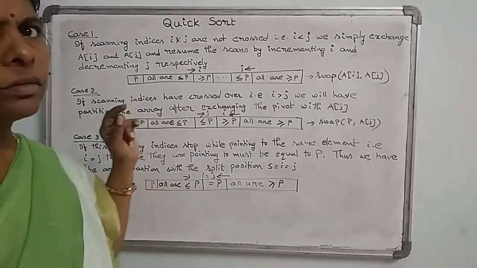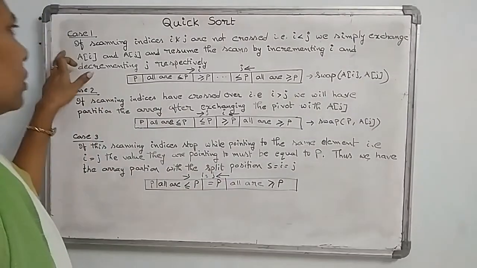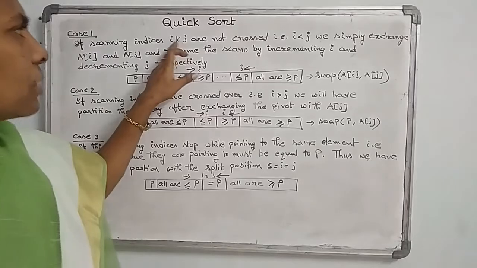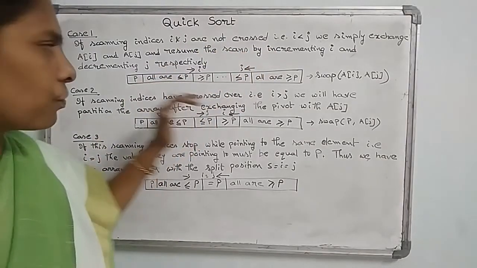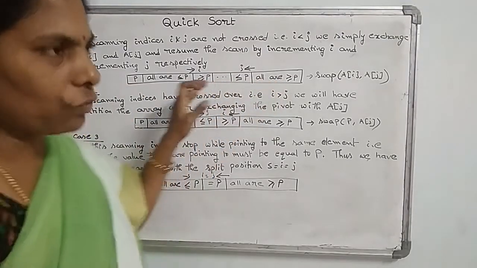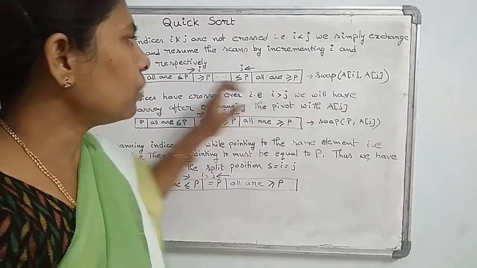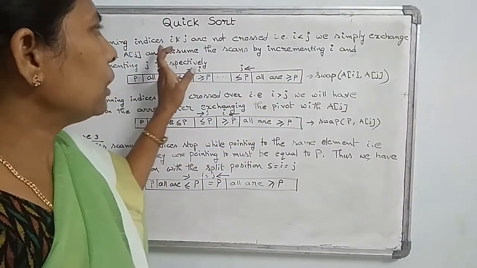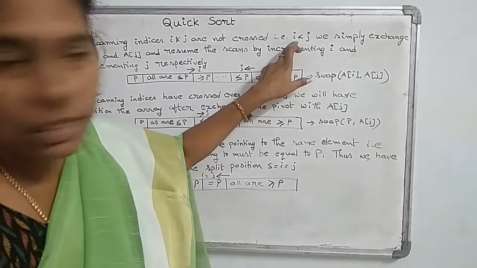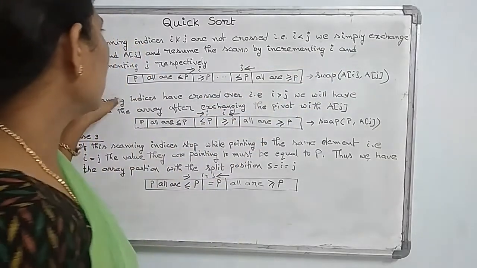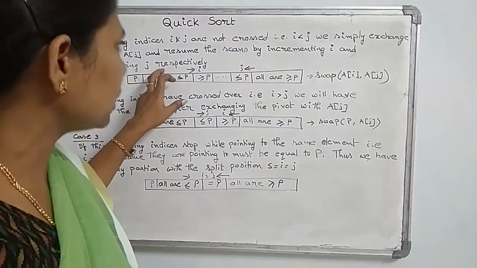Okay, we have three cases. The first case is if the scanning indices i and j have not crossed. That means you apply the two scans, from left to right and right to left. The left to right scan uses the variable i and the right to left scan uses the variable j. If these two variables have not crossed, that is i is less than j, we simply exchange A[i] and A[j] and resume the scans by incrementing i and decrementing j respectively.